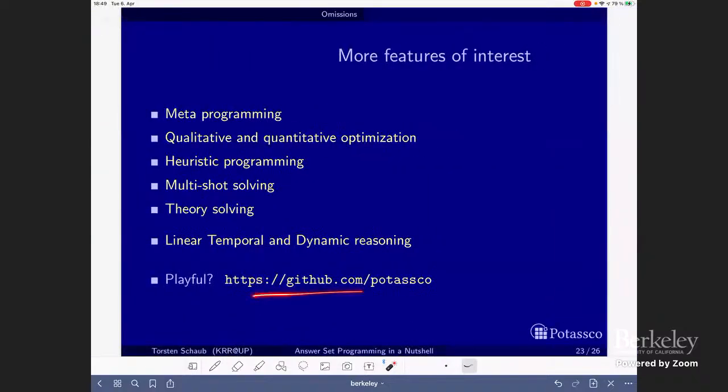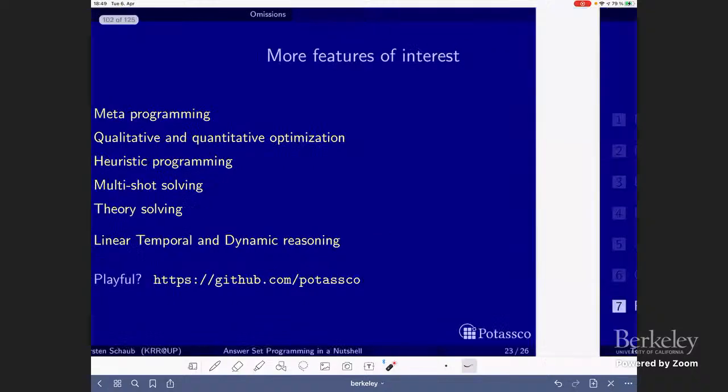just visit our GitHub site, which has just the name Potassco. And there you can find, I think, over 100 implementations and systems, drafts, and so on. You can just have fun with them.